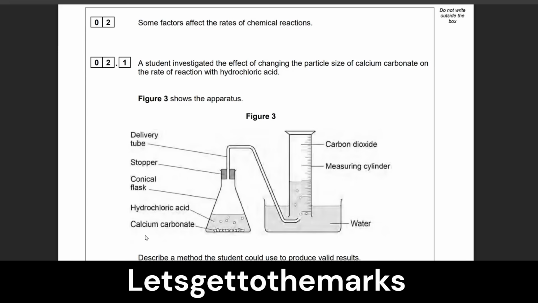If we study this apparatus, we've got lumps of calcium carbonate here. We've got hydrochloric acid. We've got bubbles coming up. We've got a conical flask shaped like a cone. We've got a stopper or bung. We have the delivery tube, which can be plastic or glass. That's coming down here into a trough of water. And then we have a measuring cylinder, which has been turned upside down and filled with water. We have carbon dioxide coming up here, and we have the measuring cylinder we already mentioned.